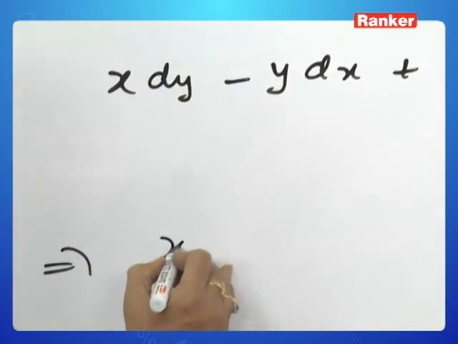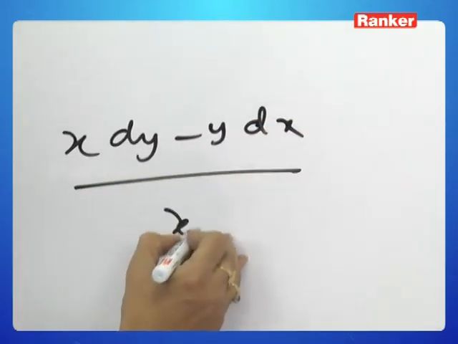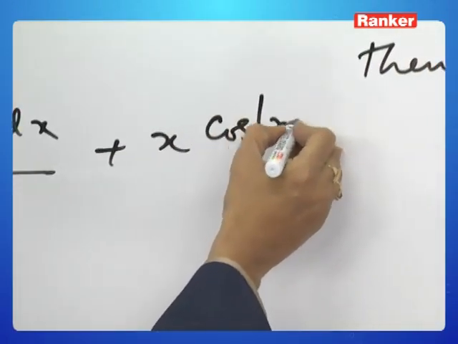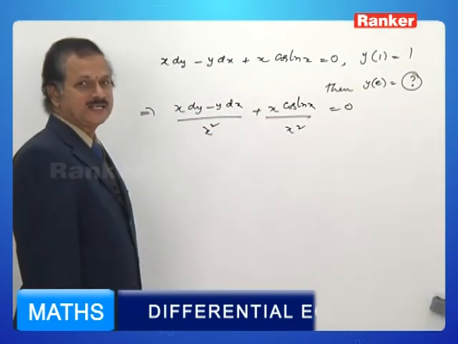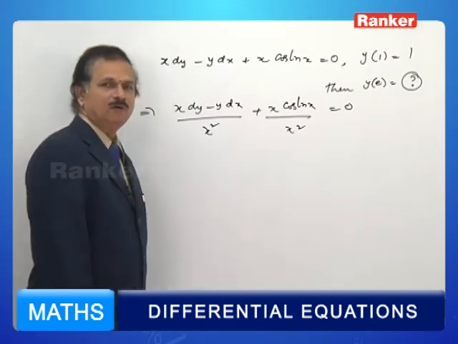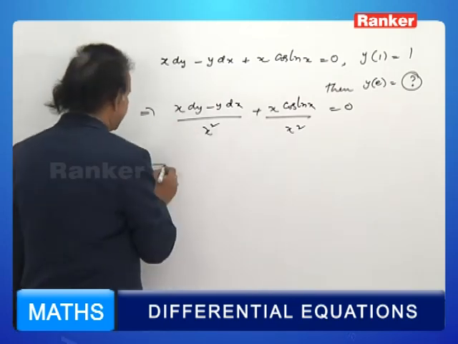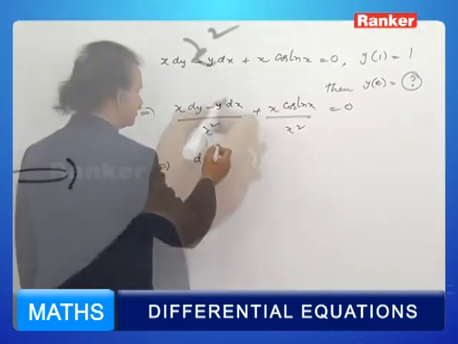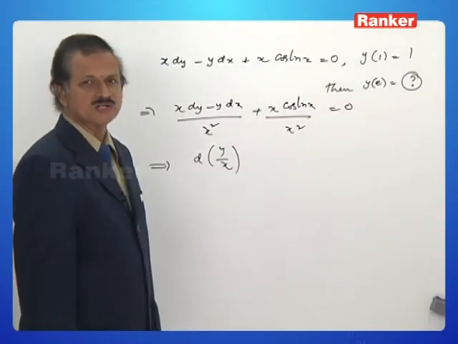This implies (x dy − y dx)/x² + (x cos ln x)/x² = 0, isn't it? I think you could have observed what I did: I have divided on both sides by x². What happens? (x dy − y dx)/x² is one of the famous differentials. It is nothing but d(y/x). Am I right? Yes, of course, d(y/x).